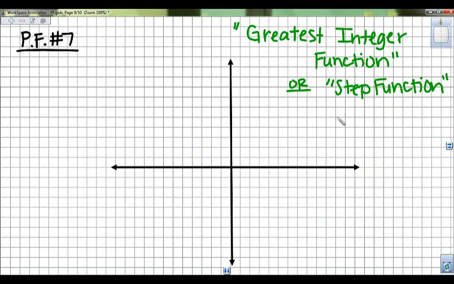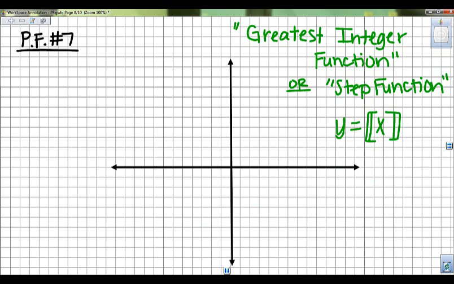The seventh parent function we're looking at is the greatest integer function, also known as the step function. And I don't think you will have seen this one before. The equation looks like this. These symbols stand for greatest integer. So y is the greatest integer of x. It's just like a bracket with an extra line is how you would draw that.